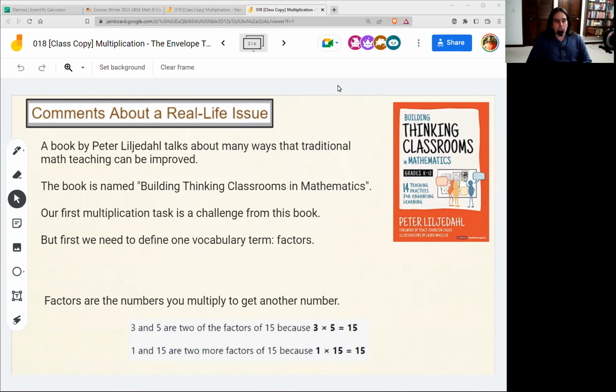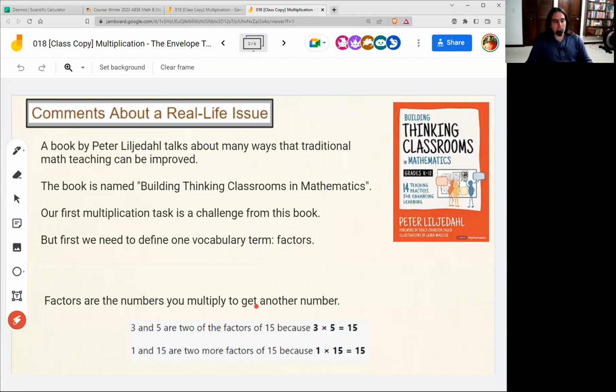And this first multiplication task is a challenge from the book. You can try it on your own before Thursday. We'll use it as a warm-up on Thursday, but if you've looked at it, then you can show off because maybe you will have figured it out. The challenge involves a vocabulary term of factors.